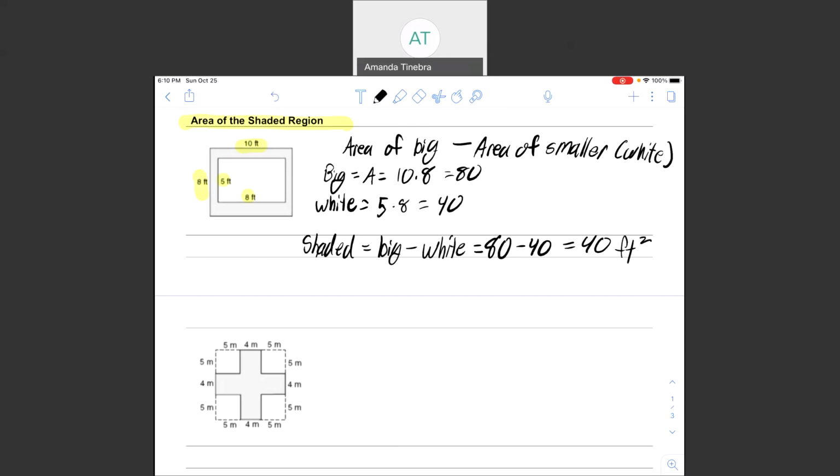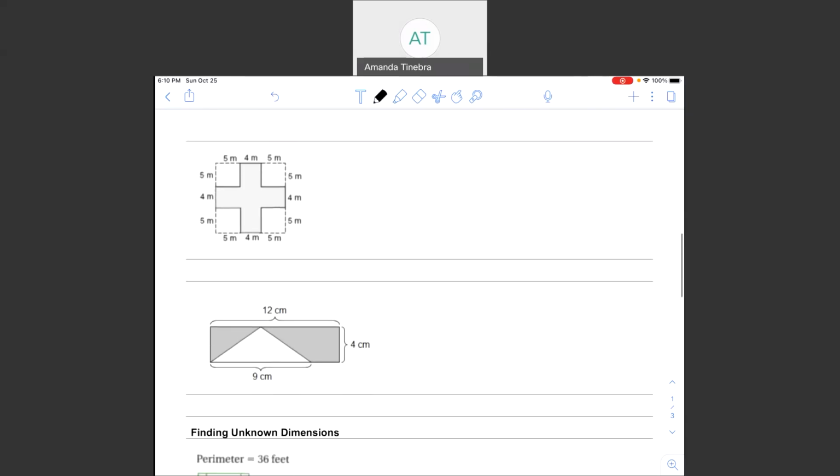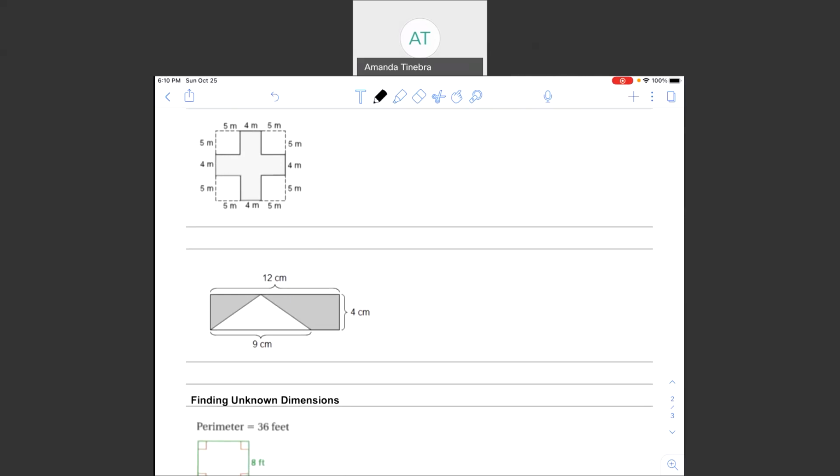Now, not all problems like this are going to be exactly the same. So we're going to have to think about each of these. So let's look at another couple examples. For this one, I'd like you to see if you can pause the video, figure out the area of the shaded area, and then restart the video and see if you got it right.